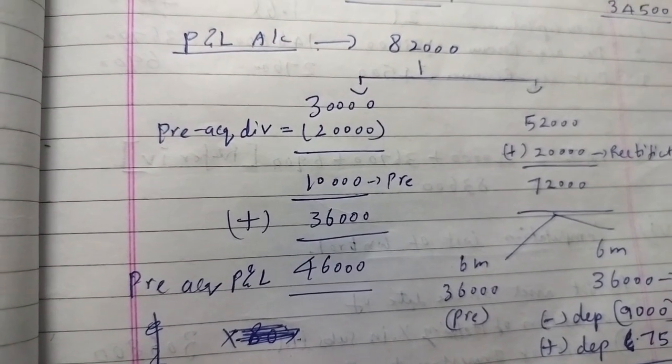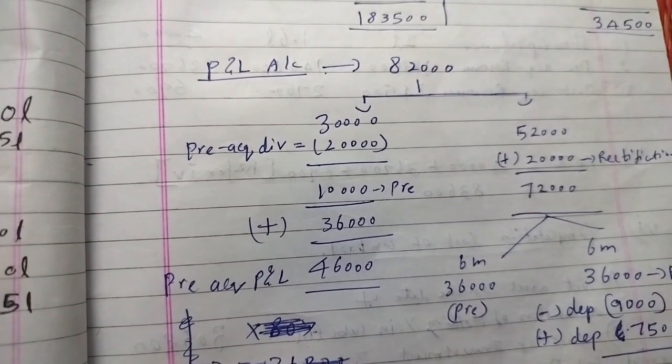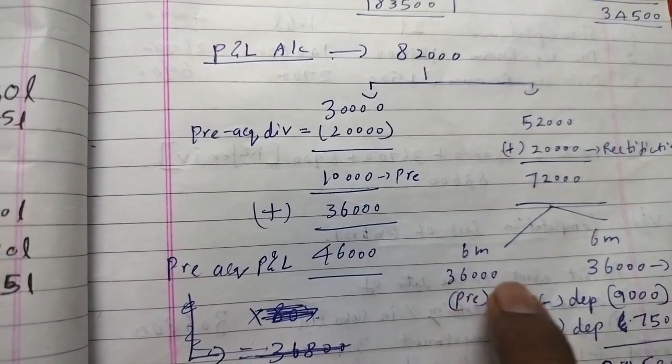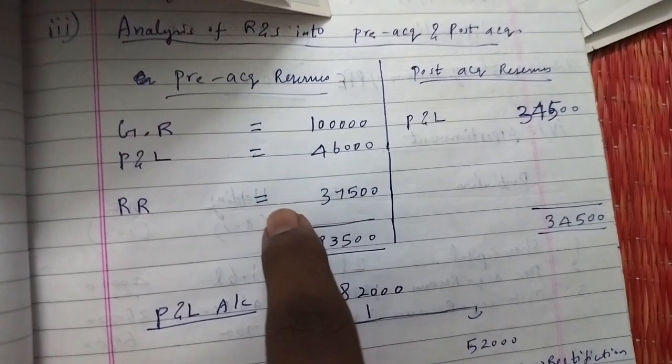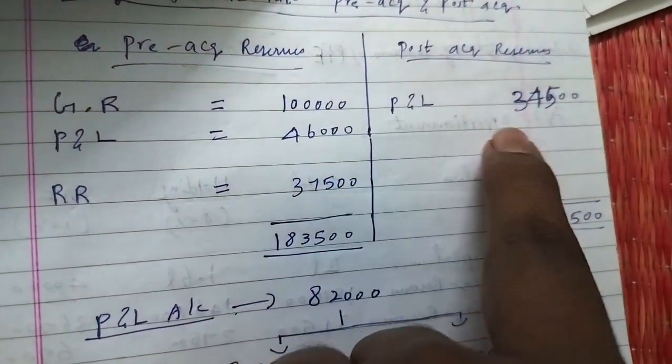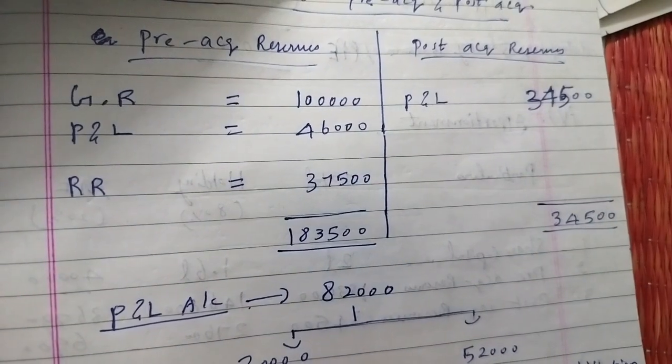For pre P&L, already 10,000 is there. Add 36,000. So P&L pre-acquisition is 46,000, post acquisition 34,500.